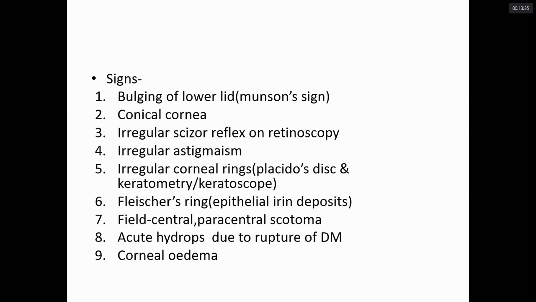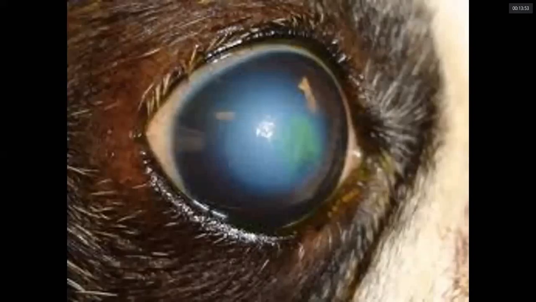Sign: the bulging of the lower lid. When the patient looks down, the cornea presses the lid, so you can see the bulging of the lower lid. This is not the Munson sign, as you have seen in the previous picture. This is the Munson sign. There is bulging of the lid by the cornea. The cornea is pressing the lid, so there is bulging, notching of the lid. This is not the Munson sign.